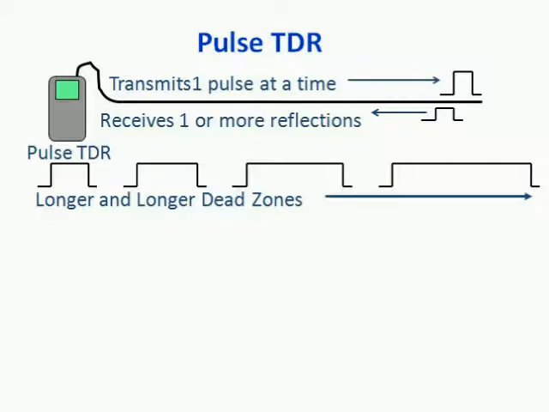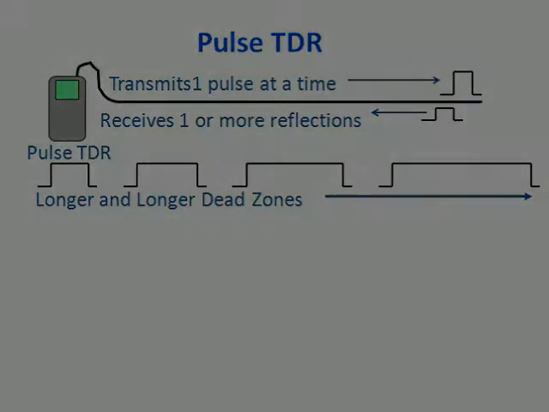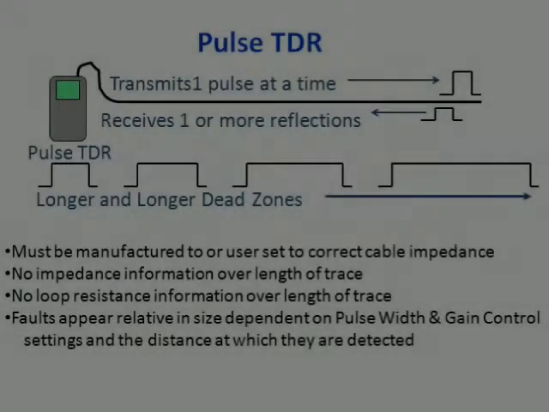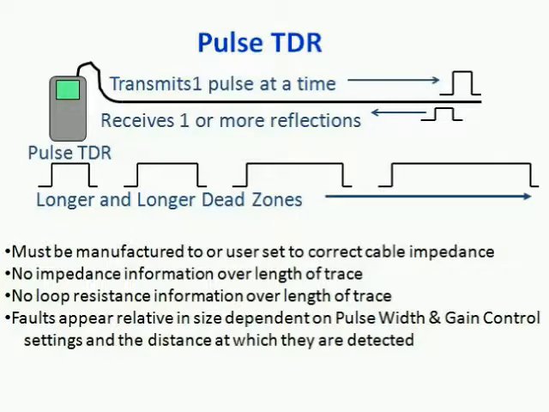Since a single pulse has limited energy, their shortest pulse has a very limited distance for receiving reflections. This requires expanding the pulse width for longer ranges. Doing so expands the dead zone from the TDR's connector along the cable where the TDR cannot see reflections and report events. Other drawbacks to using Pulse TDRs include they must be manufactured to or set to the cable's impedance for best performance and to avoid ghost reflections.